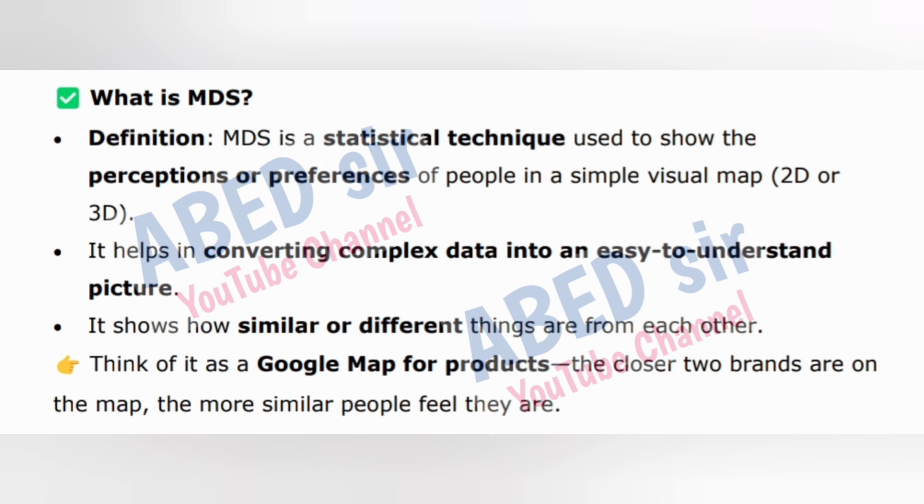What is MDS? Definition: MDS is a statistical technique used to show the perceptions or preferences of people in a simple visual map, 2D or 3D. It helps in converting complex data into an easy-to-understand picture. It shows how similar or different things are from each other. Think of it as a Google map for products. The closer two brands are on the map, the more similar people feel they are.